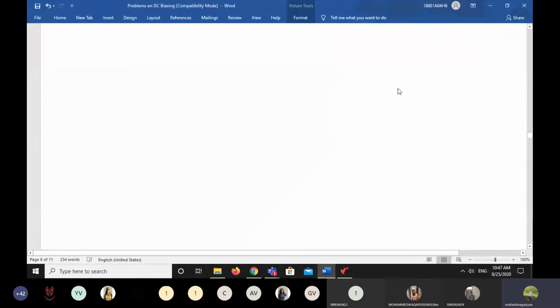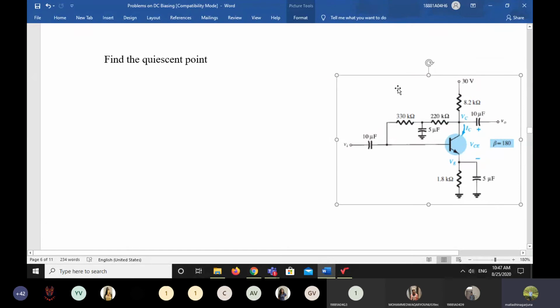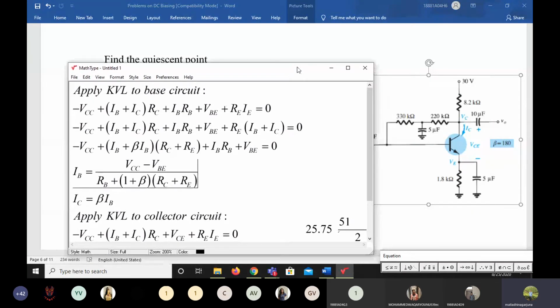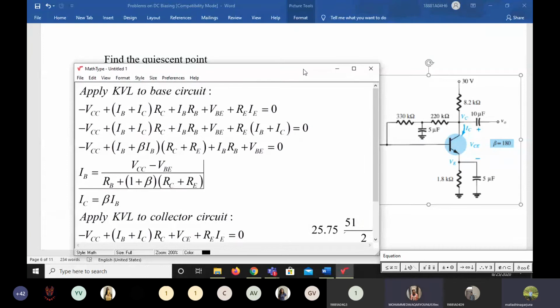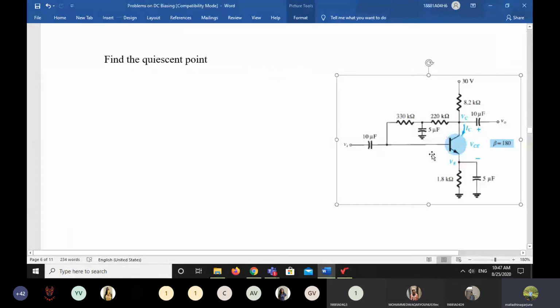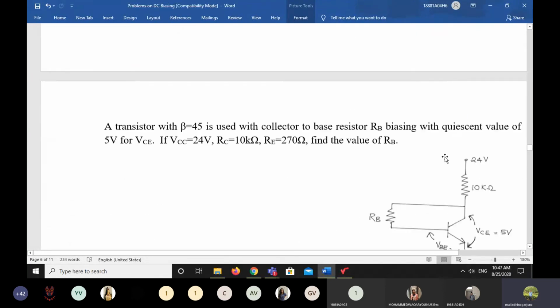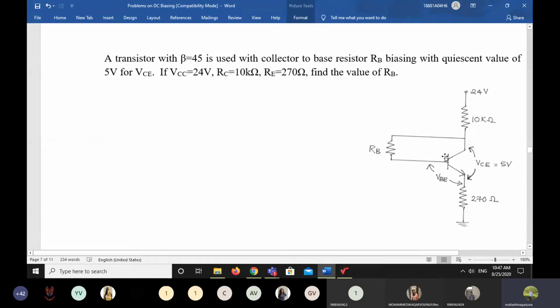And the next problem is, will you solve this? Is it clear to everybody? Yes, sir. Okay. And next, we'll go to the next problem. This is also the same. The only thing is here we have to calculate the RB resistor.